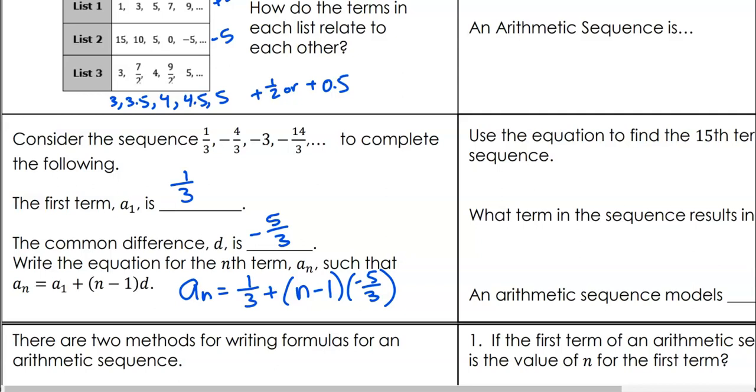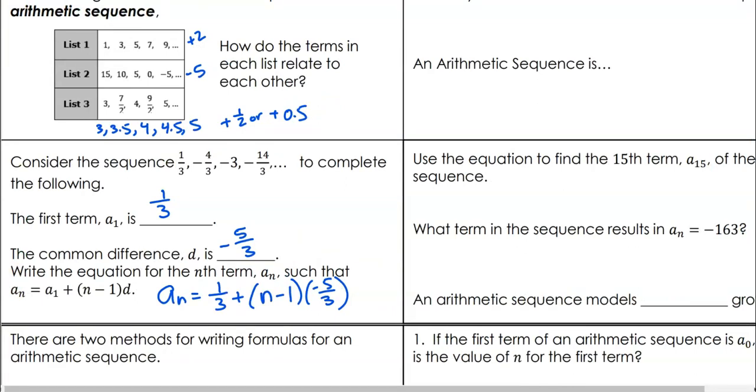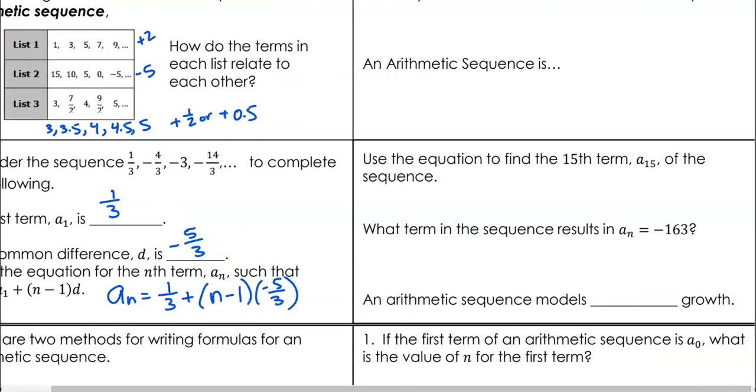If I want the 6th term, well, if you have the first 4, it might just be easier to do the pattern 2 more times, right? But if I want the 100th term, you don't want to keep doing that pattern 100 times. You're going to need a formula to get there quicker. So now let's use this to find the 15th term of this sequence. My n is 15. So we're going to have a sub 15 equals our first term plus 15 minus 1 times -5/3.